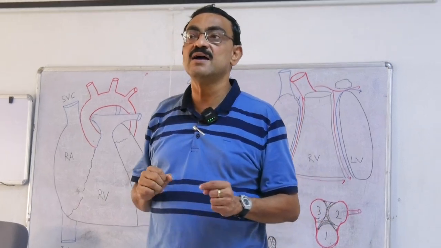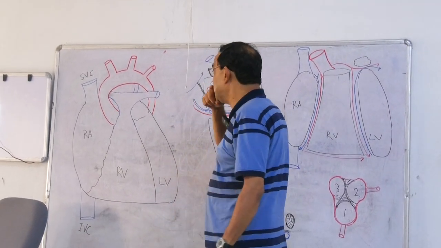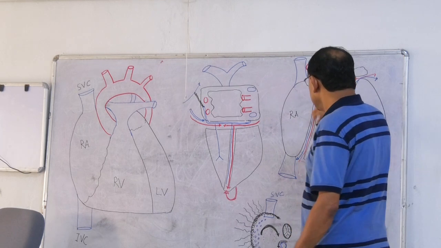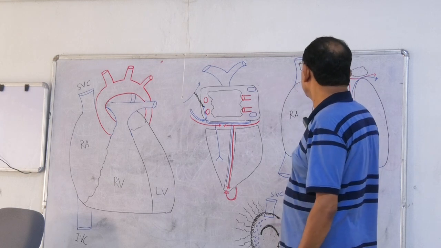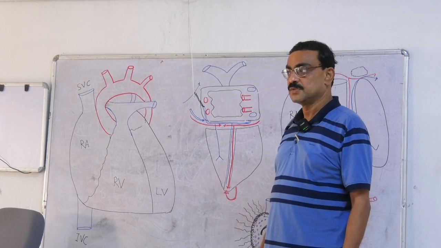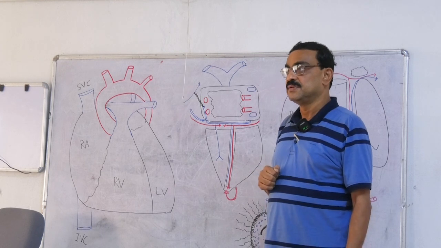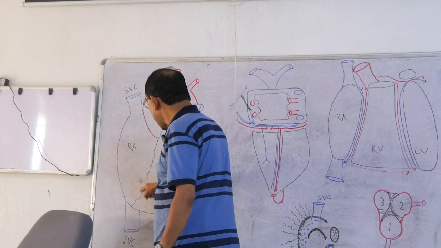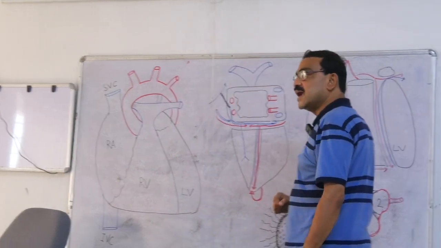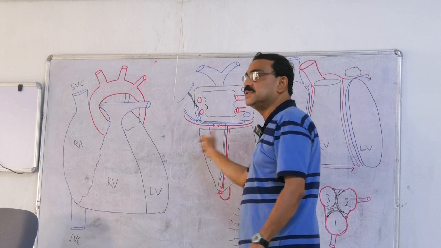That groove is nothing but the coronary sulcus. Because we can see the coronary arteries, right and left, they are accommodated within this groove. So this is the coronary sulcus, a round groove between the atria and the ventricles. One part is on this side, this is the anterior right part, this is the anterior left part, and this is the posterior part of the coronary sulcus.